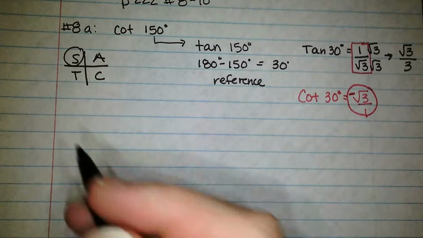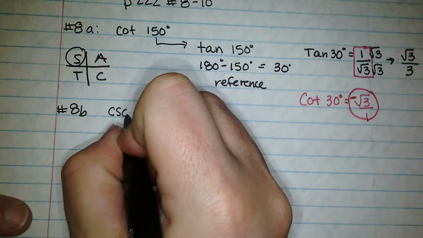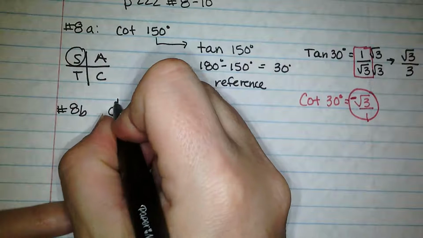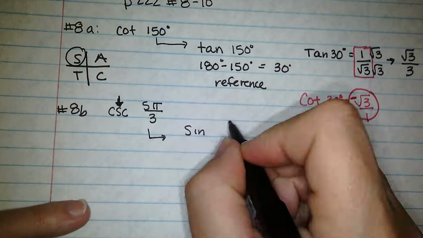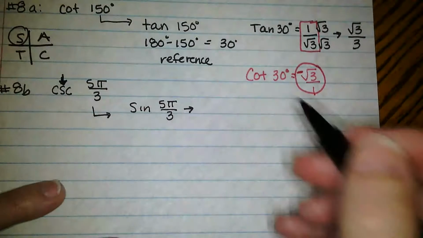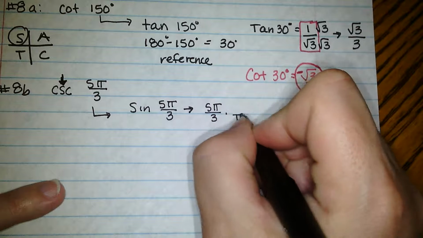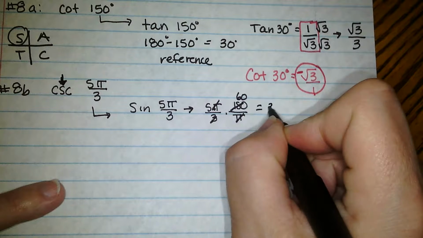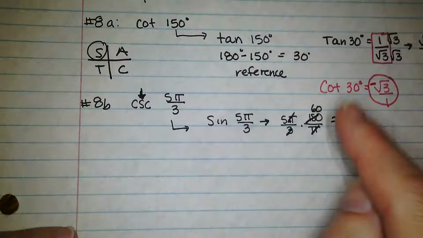For number 8b, it's the cosecant of 5 pi over 3. Remember that cosecant is a sine sandwich, so we are going to look for the sine of 5 pi over 3. Let's do our conversion factor and find out how many degrees that is. 5 pi over 3 times, put pi on the bottom so they cancel. Cancel the pi's. 3 goes into 180 60 times, and this is 300 degrees. So I want the sine of 300.